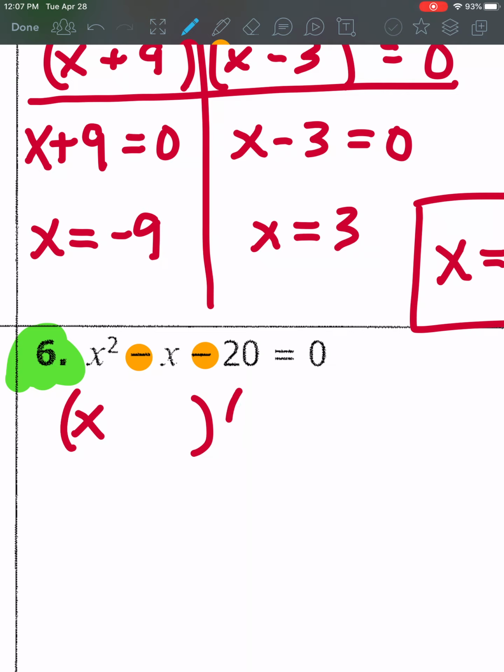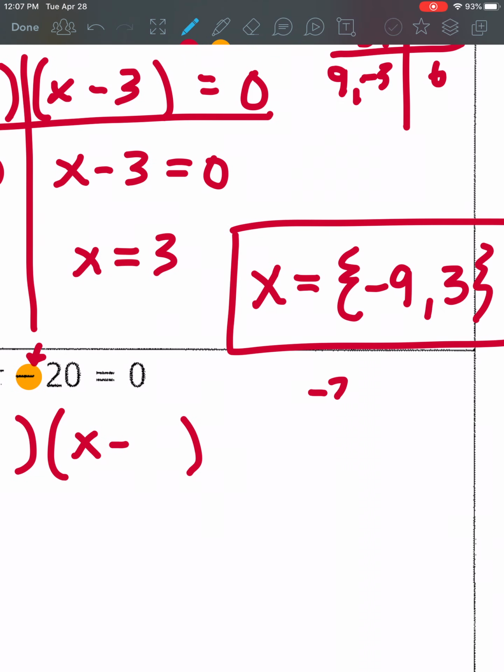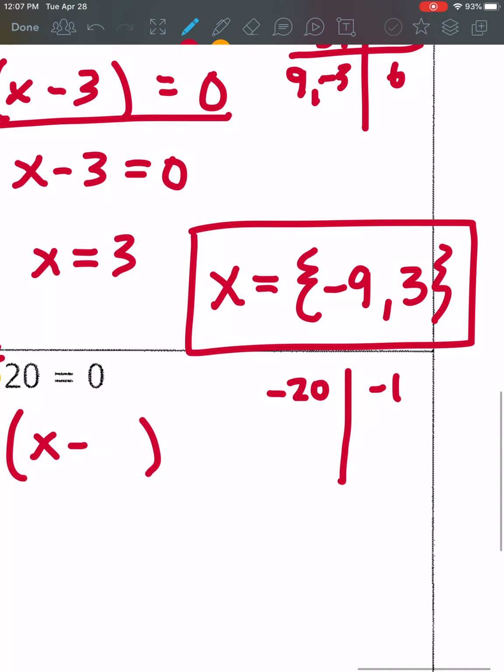We have, again, the C value is negative. So I know one has to be positive, one has to be negative in order to multiply to a negative. In this case, the middle term, B, is negative, so the bigger term has to be negative. So we want them to multiply to -20, and we want them to add. Remember, there's a 1 in front of that x, so we want them to add to -1. So the bigger term is going to be negative this time. So let's see, -5 and 4 multiply to -20, and they add to -1, so that works.